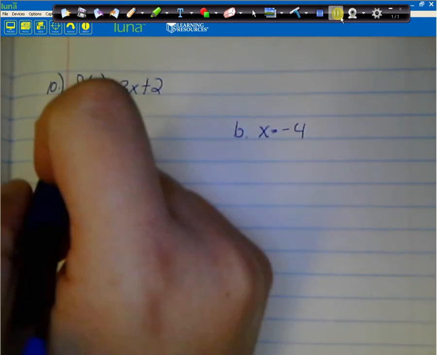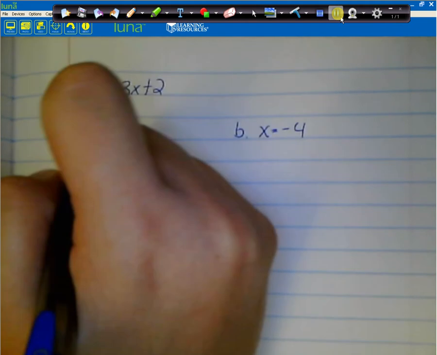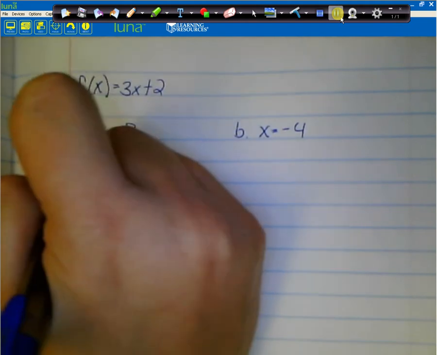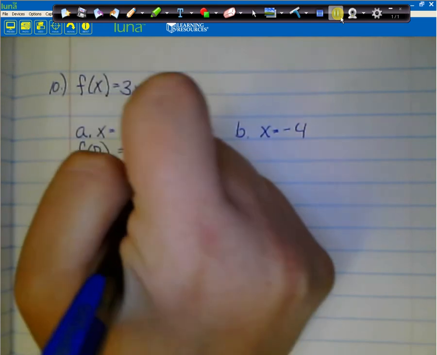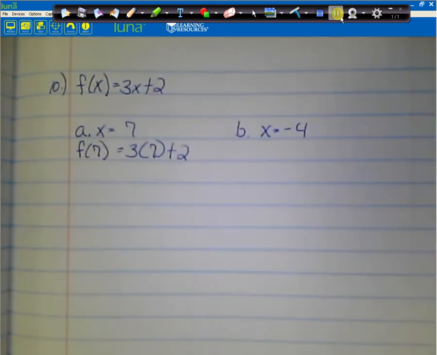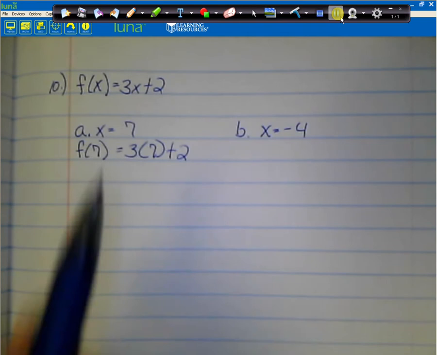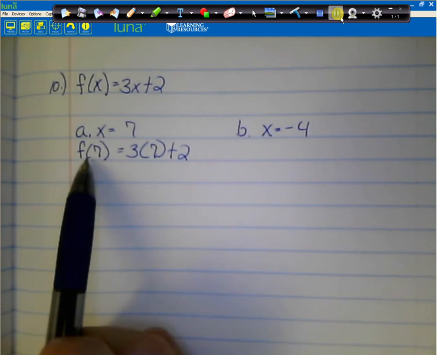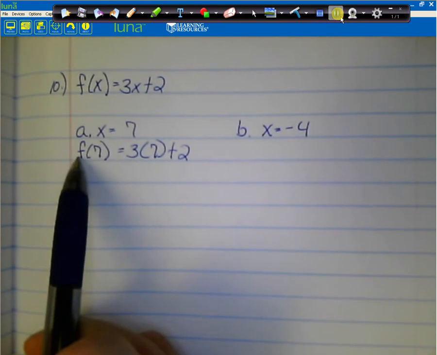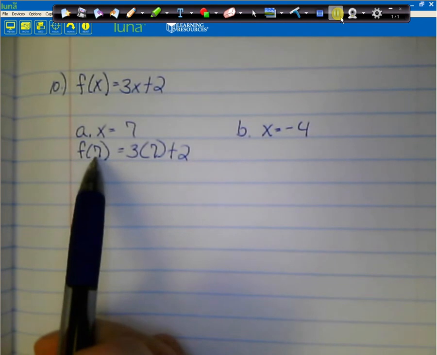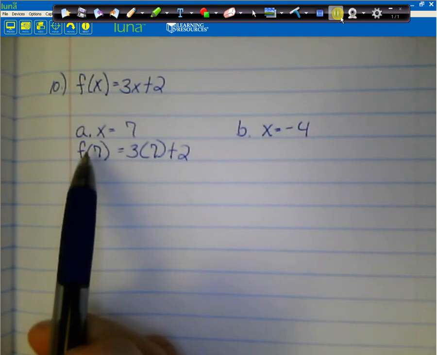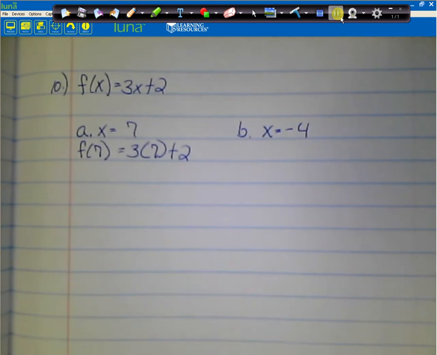So here, everywhere in my function I see an x, I'm going to plug in a 7. So we're going to say f of 7 equals 3 times 7 plus 2. Everywhere I saw x in my function up here, I plugged in a 7 for it. Now this part over here is just a name. It's saying we're evaluating function f, which tells us the specific function, and we're evaluating it at 7. So this part is just a name. We're not going to do anything else with it. We're only going to work out what's on the other side using order of operations.